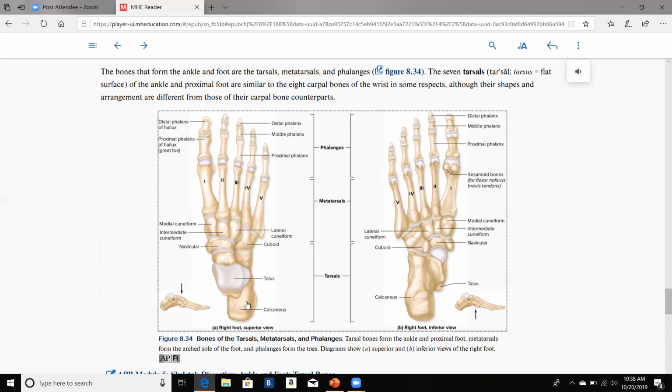Then inferior to the talus is your navicular bone. And then you have your cuneiforms. You have your medial cuneiform, a cuneiform that's between the medial and the lateral, which is your intermediate cuneiform, and then your lateral cuneiform. And the last tarsal bone that you need to know is called the cuboid. So your cuneiforms are medial and your cuboid is lateral. So those are the tarsal bones that you're responsible for.